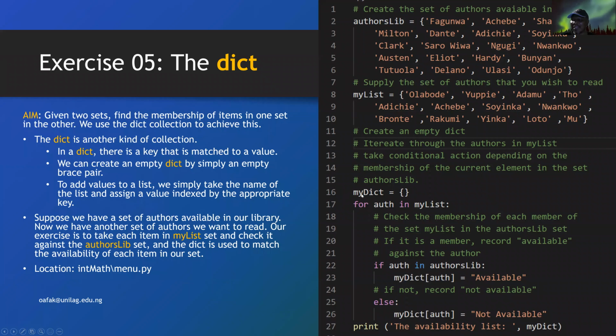Now, by line 16, we are just creating an empty dictionary. The empty dictionary is where we are now going to place all these things here, and not just place them directly. We're going to place them in a table form. That is, each one of them will not just come on its own. It will come with whether it's available or not available. And in order to do that, we are going to iterate through my list. We are going to pick what is in my list one by one. So this statement creates an iteration through my list.